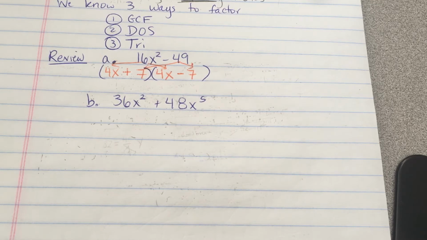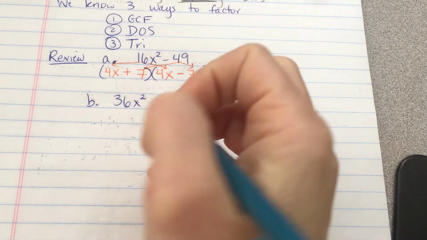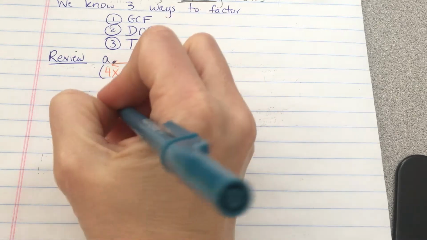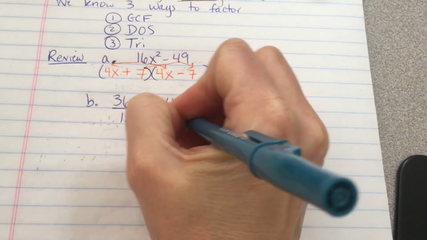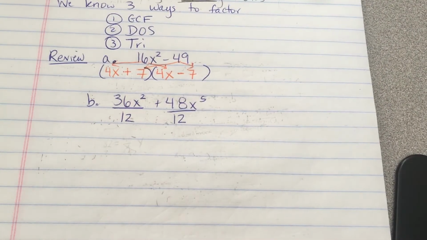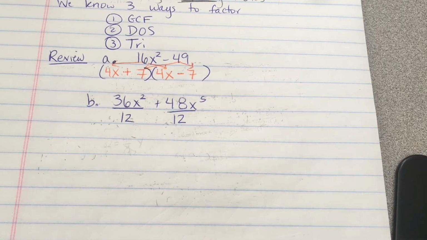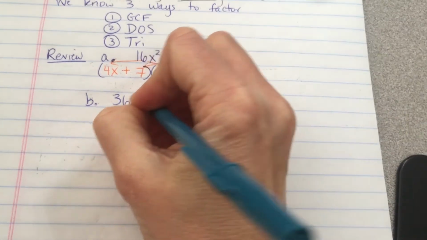What goes into 36 and 48? You got to pick the greatest number. 12. You write 12 under both of them. So 12 is the greatest number they have in common. X squared or x to the 5th? X squared. Remember, you pick the smallest small number.